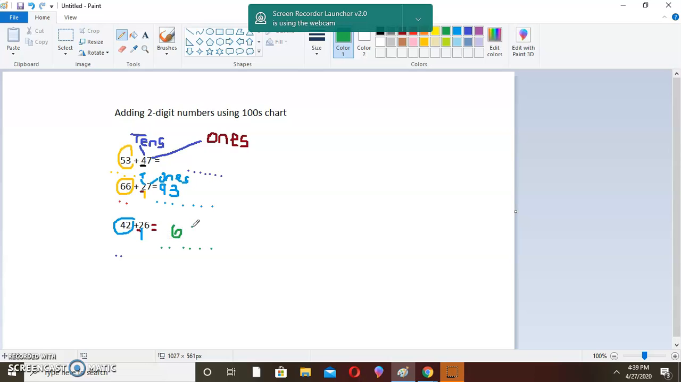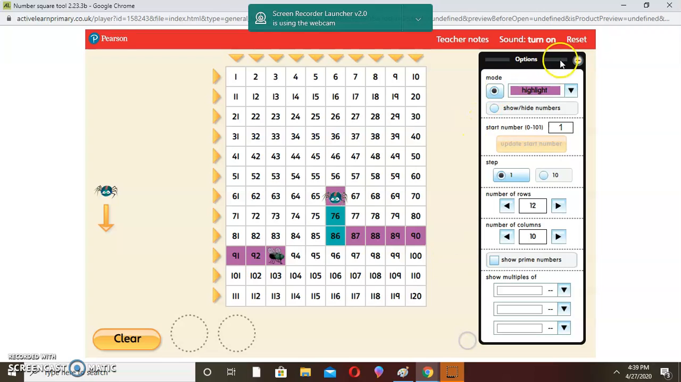68. So this is the same as when we are using our 100 square. You will start by putting your spider on 42. Okay, so we are going to start with 42, and our spider will be standing here. And then it will move all the way down. How many steps? Because it is 42 plus 26. So if it is 42 plus 26, what is our answer? We are standing on 42, sorry, we are supposed to stand on 42.